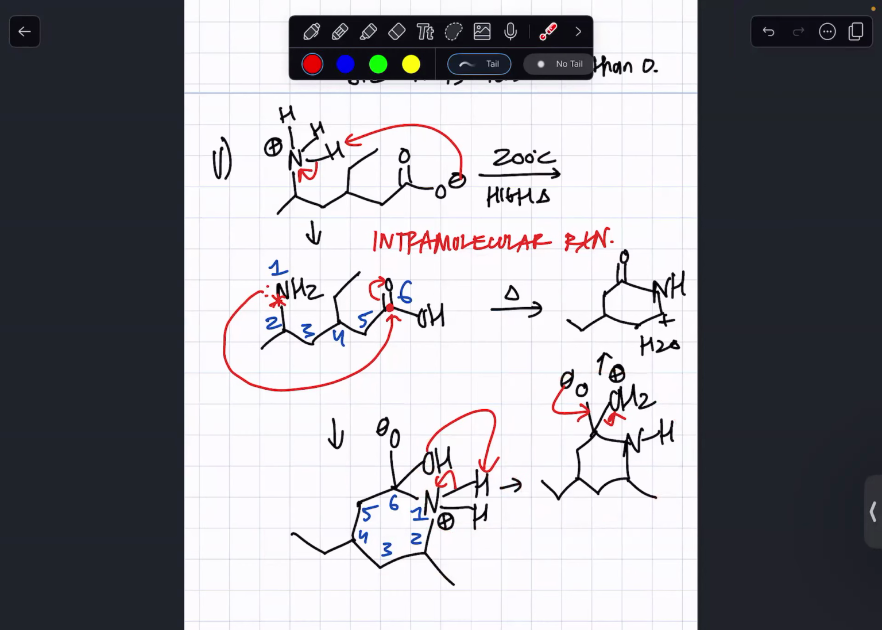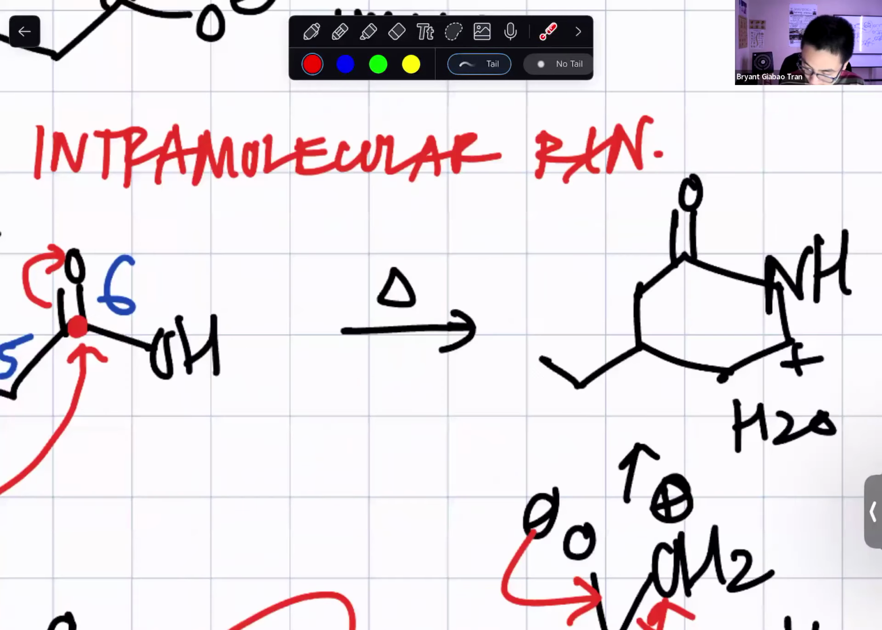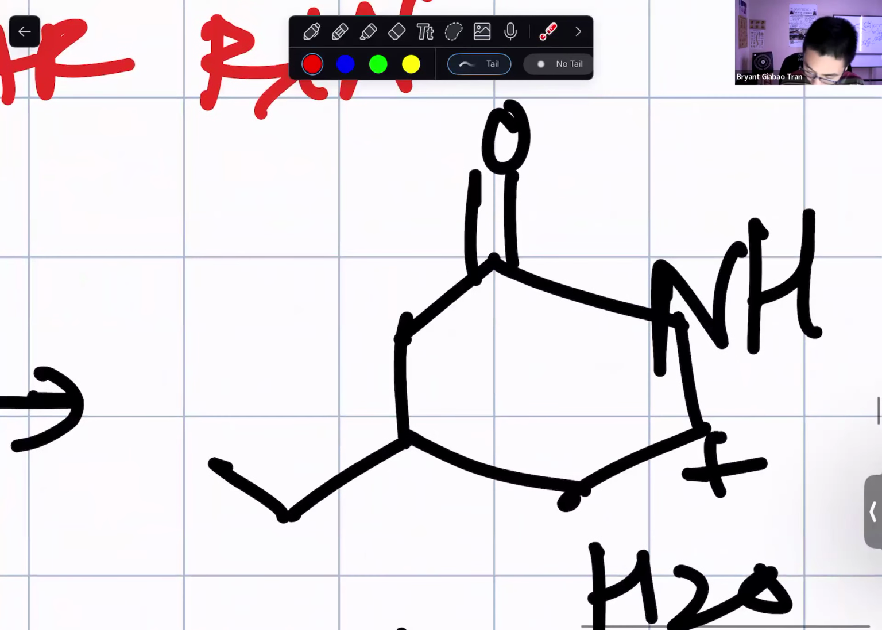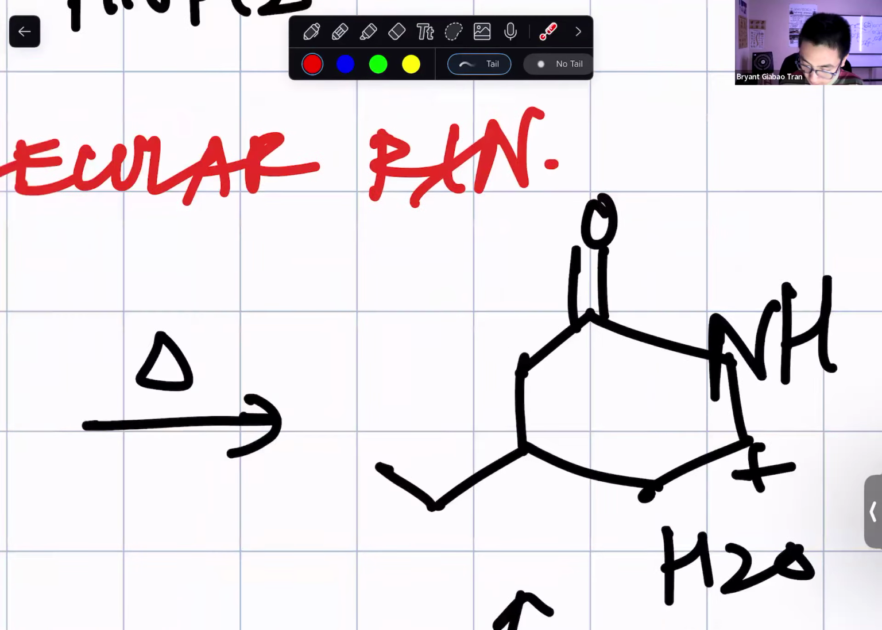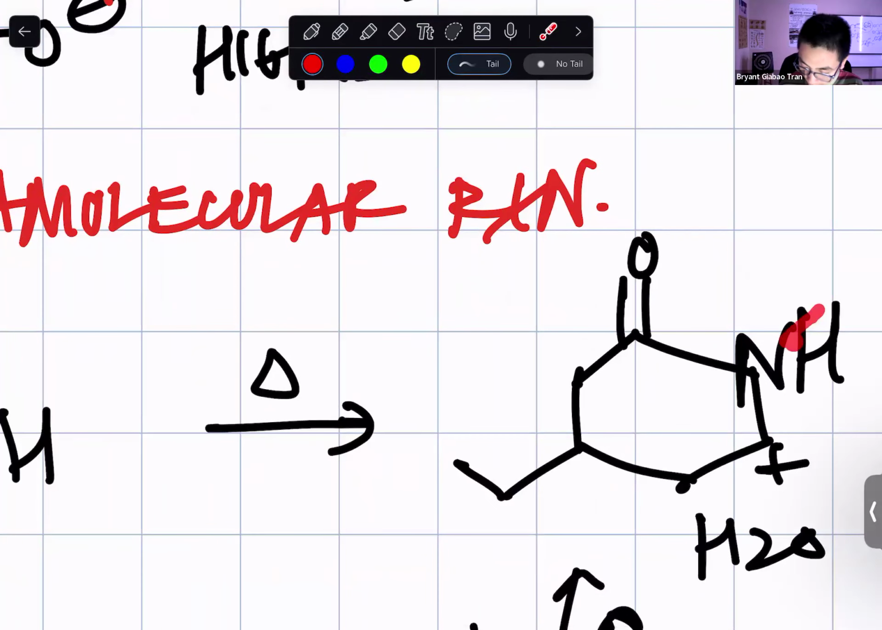Sorry, do we deprotonate nitrogen at the end? Or we leave it like that? Yes, we leave it as this because this is the neutral amide, which is its stable form. We don't want to deprotonate it because that would give that nitrogen a negative charge, which is more unstable than its neutral charge. Okay, thank you.